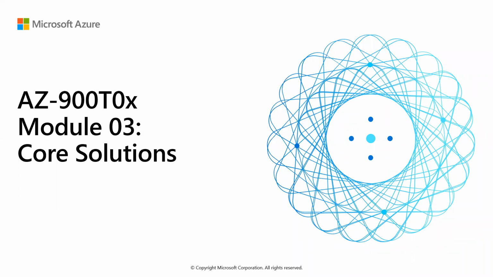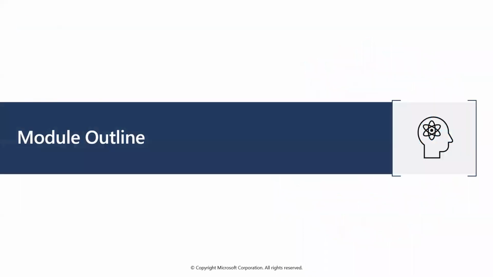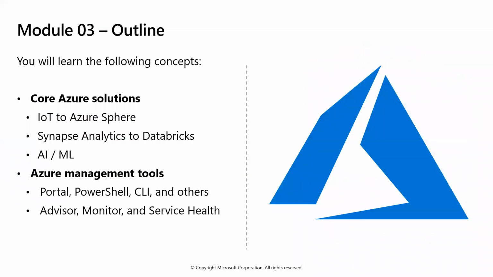Module 3, Core Solutions. Okay, module outline. In Module 3, you will learn the following concepts. Core Azure solutions, which entails Internet of Things to Azure Sphere, Synapse Analytics to Databricks, artificial intelligence and machine learning. No? So konti lang naman yung topic na yan.